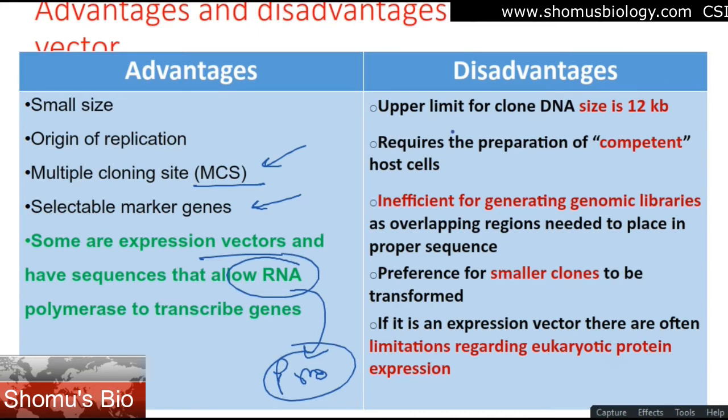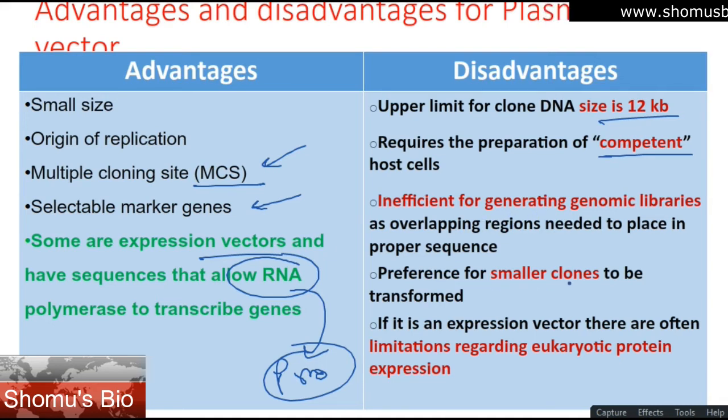So disadvantages, however: upper limit for cloned DNA size, that is maximum 12 kb, not more than that. It requires the preparation of competent host cells, and it is inefficient for generating genomic libraries. That is another big problem.